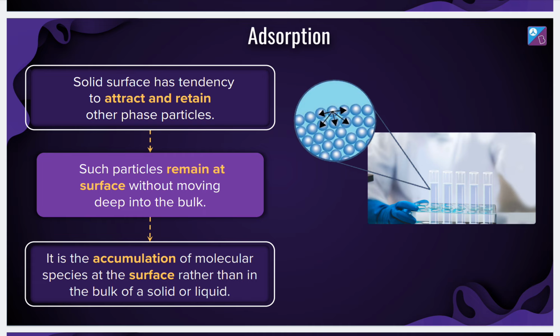Now the topic starts with adsorption. A solid surface has a tendency to attract and retain particles of other phases. Such particles remain at the surface without moving deep into the bulk. From here we can easily understand that if you divide a solid block into finer pieces, you will find its surface area increases.